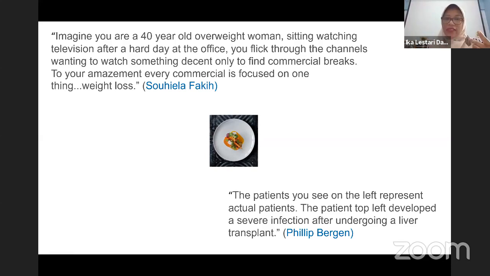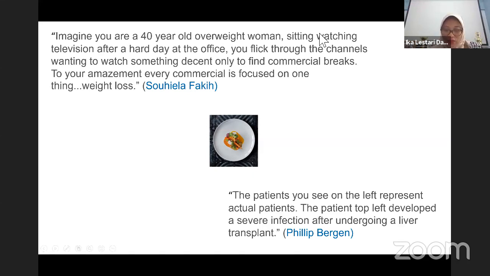So I think I really like this beginning, because this presenter tried to engage the audience, to set up background, the importance of his research by telling an anecdote of a 40-year-old overweight woman. And maybe it is relatable to some audience, particularly like me. I'm also 40 years old, and I can relate to this kind of story.